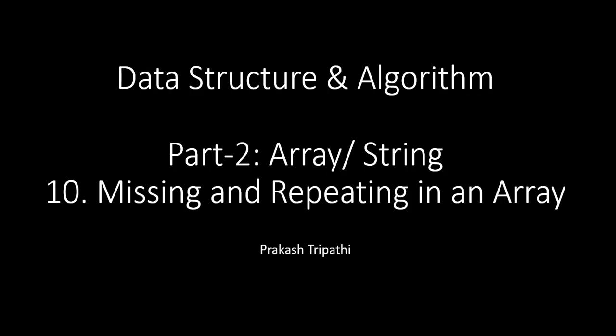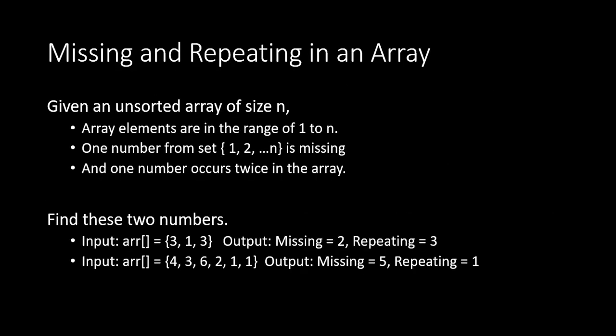We are resuming the series that we started, and today we are going to talk about how to identify missing and repeating numbers in an array. So let's get started. Here is the problem that we're going to work on today and find a solution for. Let's say we have array elements in the range of 1 to n. So the assumption is that the numbers are from 1 to n.